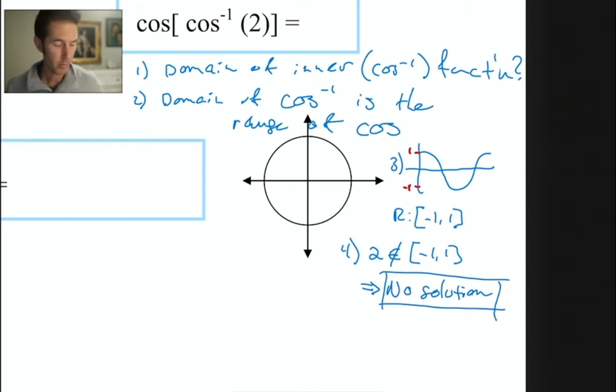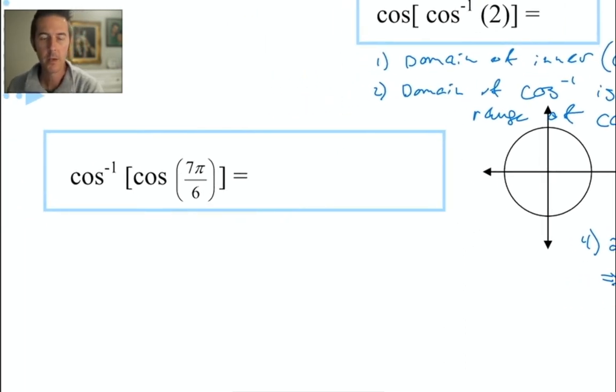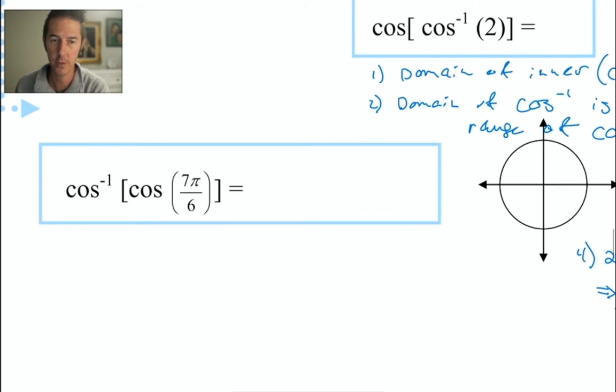Now we're going to do another problem, and the input value is not going to be in the restricted domain of the inner function, and there's still going to be a solution. You're hating me right now. Don't blame me, I'm just the messenger. Come over here with me. Inverse cosine of the cosine. Now check this out, the inner function is the regular cosine function, not the inverse cosine function, okay? These are different problems.